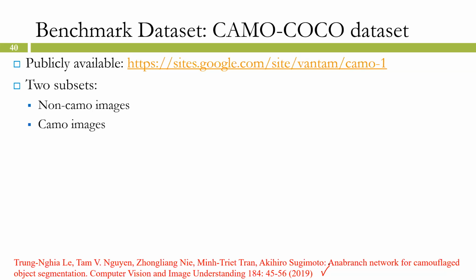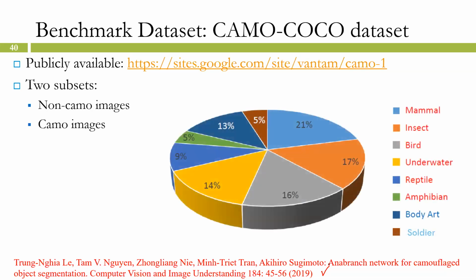Why do we have this kind of setting? Because we all agree that in any image, we have the same object, right? But we're not sure whether in the image we have a camouflage object, because camouflage objects do not appear very often in images, right? And from that, we tried to collect the data from the internet. We used different kinds of keywords, and we have a distribution of the data for our CAMO dataset. So we collected data from mammals, insects, birds, underwater for marine life, reptiles, amphibians, body art, and even soldiers.